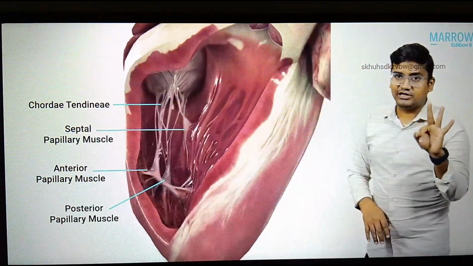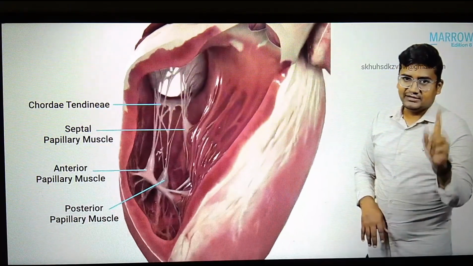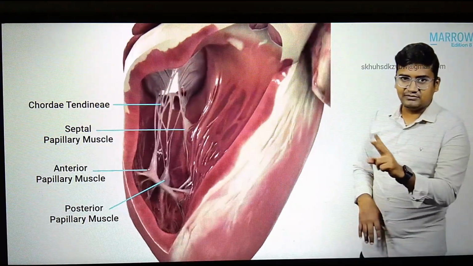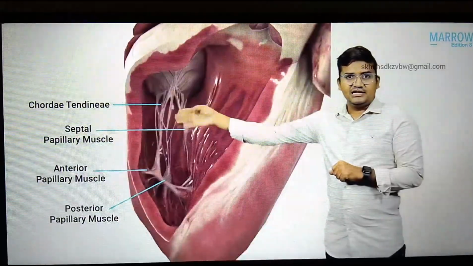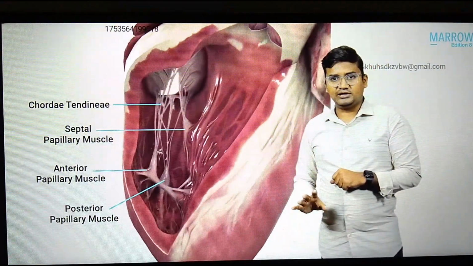3 papillary muscles for the right ventricle, whereas 2 papillary muscles for the left ventricle. Anterior, posterior, and septal. We are seeing the 3 papillary muscles clearly here. These are some basic points we have to know about the right ventricle.